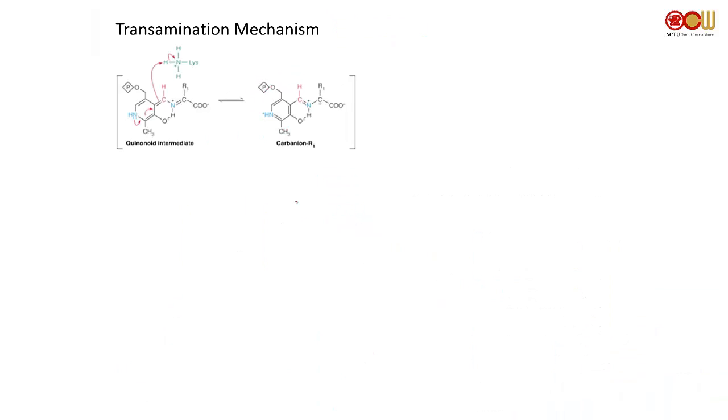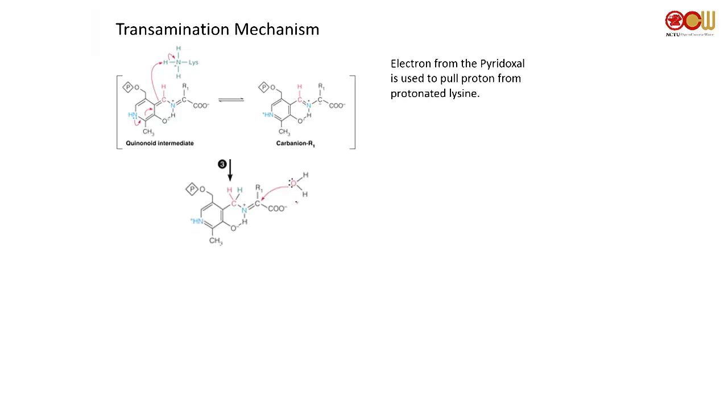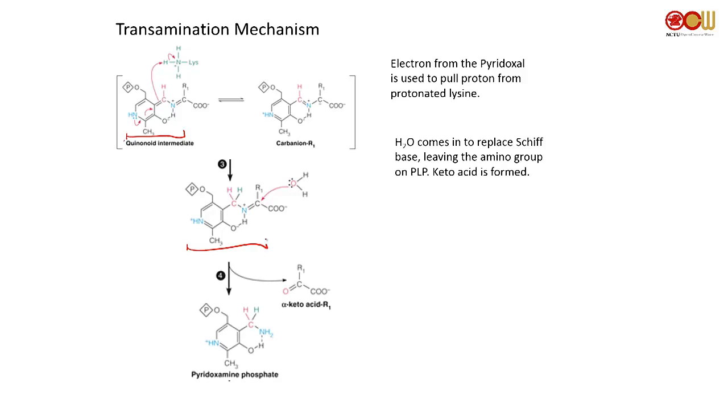After you do that, electrons from the pyridoxal ring right here are used to pull the proton from the protonated lysine, such that you generate this structure. Then you use water to replace the Schiff base, such that you get the alpha keto acid as the product.